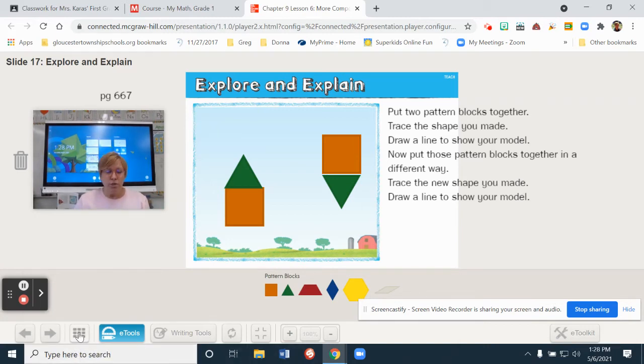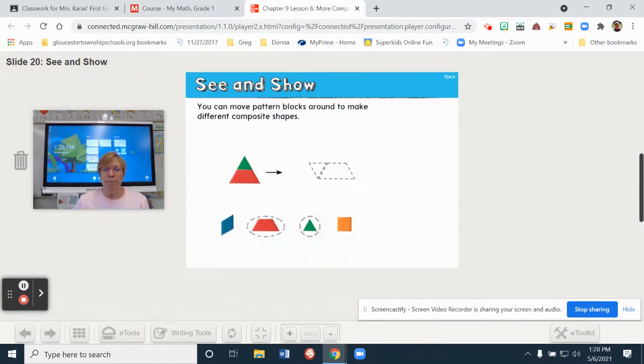Okay, let's turn the page now and go to the See and Show, all right? And I'm going to explain to you here what it says. It says you can move pattern blocks around to make different composite shapes. And here they showed us a bigger triangle, a composite triangle that is composed of a trapezoid and a smaller triangle. But then they moved one of the shapes, okay, to come up with something else, okay? And that is how we're going to work in our lesson today.